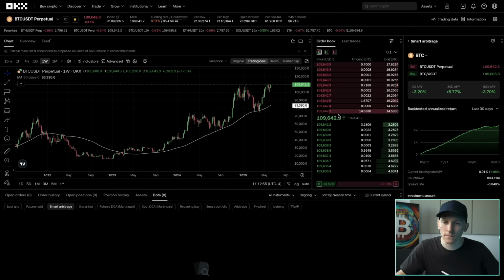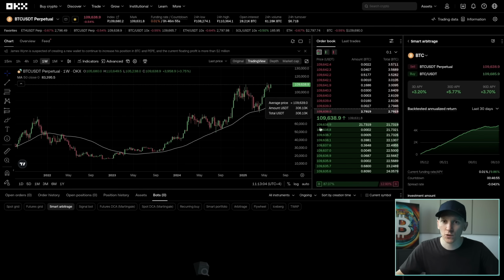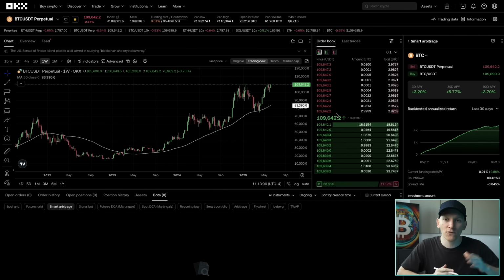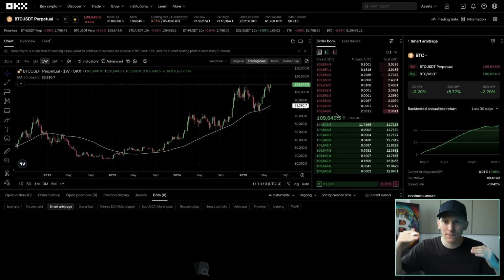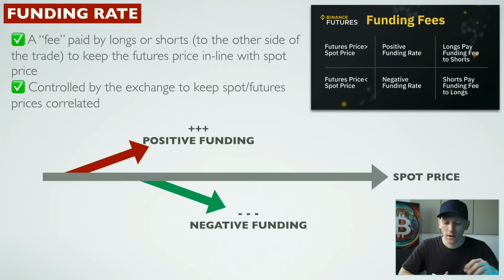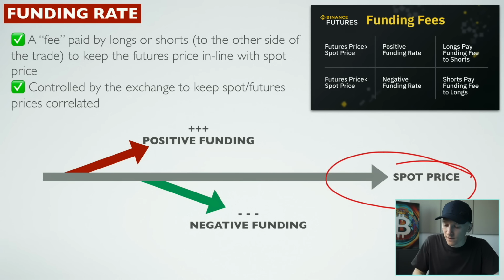This is a different market though. And so the price has influence from buyers and sellers completely differently to the spot market. So crypto exchanges have to make sure that this price stays one for one with the spot price of the currency pair that you're trading. The way that they do that is through a funding rate. This is basically a fee or an incentive or disincentive, whichever way you look at it, to make sure that this price keeps in line with the underlying spot price. So as an example, this is the spot price here.